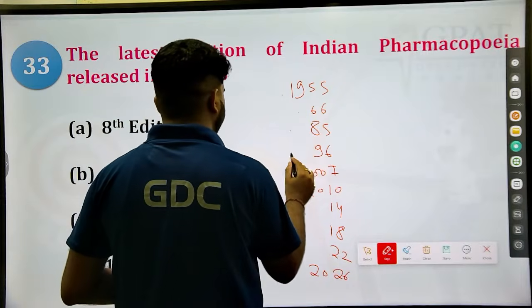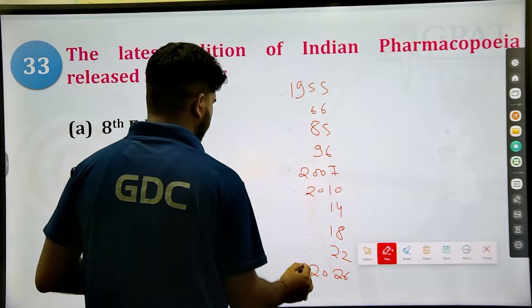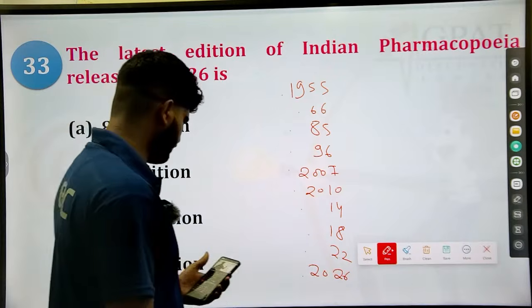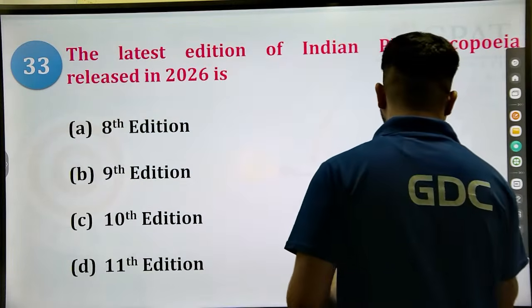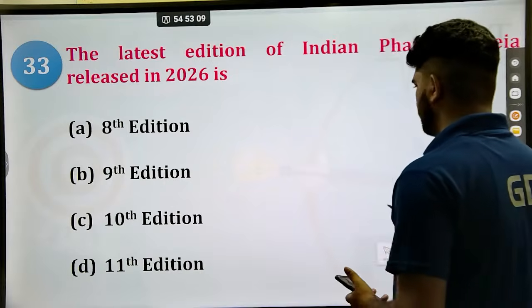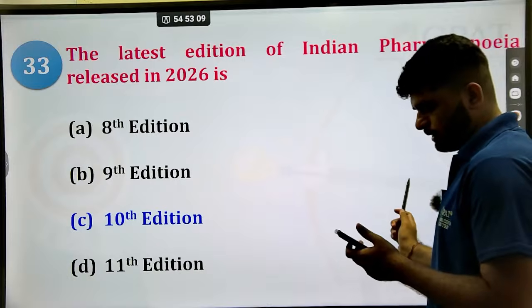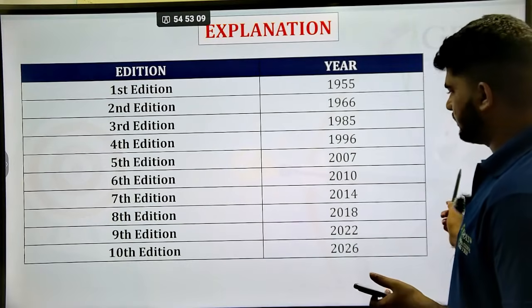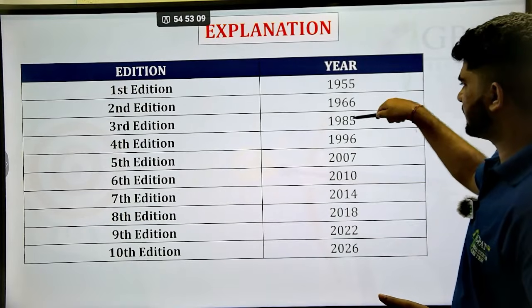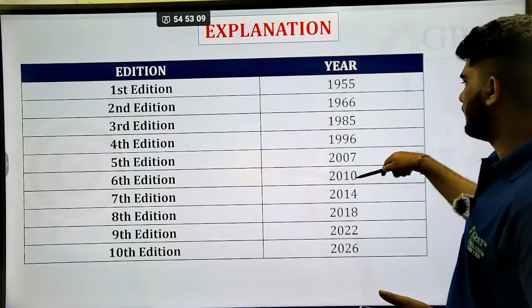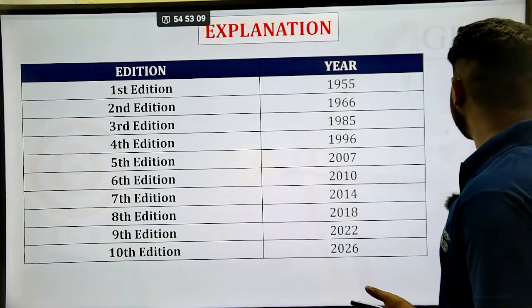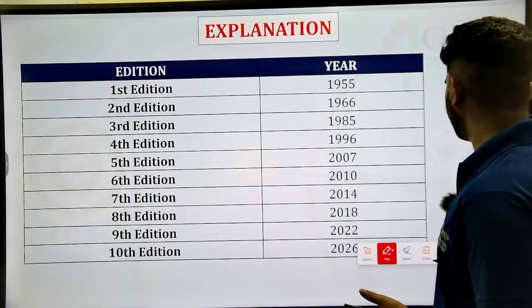So how many editions are there? 1, 2, 3, 4, 5, 6, 7, 8, 9, 10. The 10th edition would be this one, right? So the 10th edition is going to be your correct answer. Yes, 10th edition, exactly. Nice. Here you can see 55, 66, 85, 96, 2007, 10. And there is a trick to remember, guys. What's that trick?